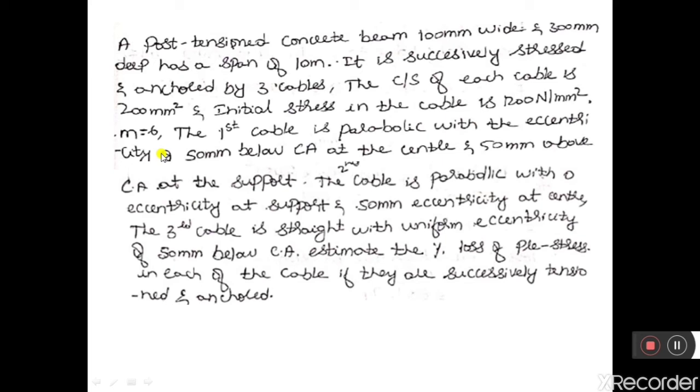The second cable is a parabolic cable with 0 eccentricity at the support and 50 mm eccentricity at the center. And the third cable is a straight cable with a uniform eccentricity of 50 mm below the centroidal axis. For this condition, we need to determine the percentage loss of prestress in each cable when the cables are pulled successively, that is, one after the other.